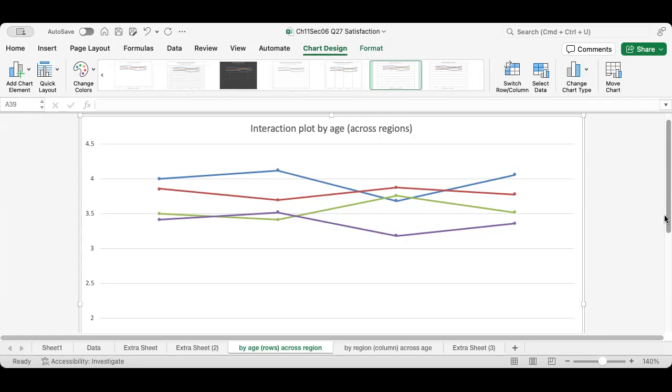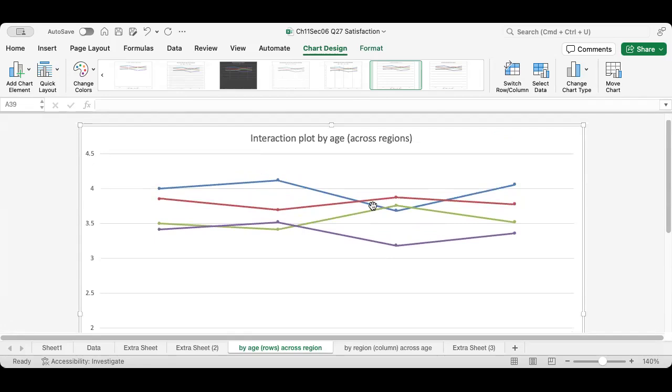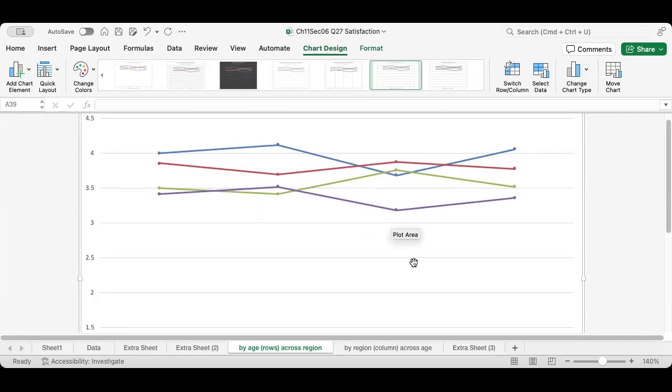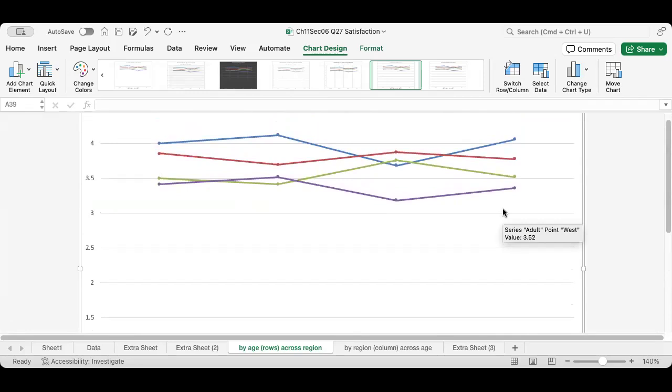There's an interaction for these other 2 groups, especially in this third group, the Midwest. So there's some interaction. The young people in the Midwest are less fond than they were in the red and green regions, which are college and adults. So the youth in the Midwest had a particularly different opinion.